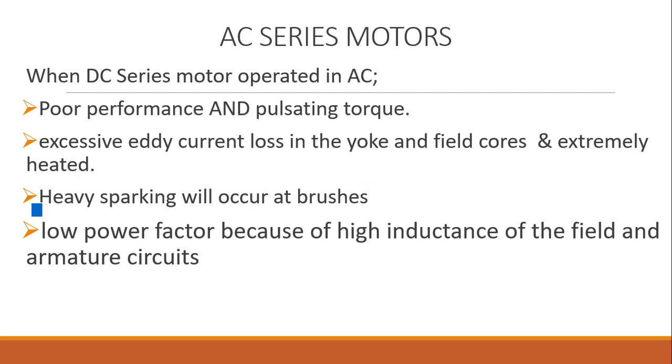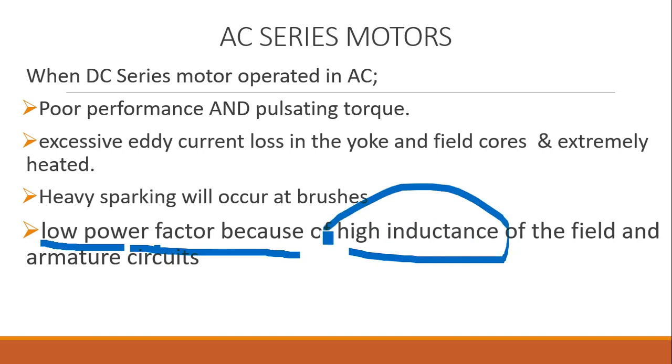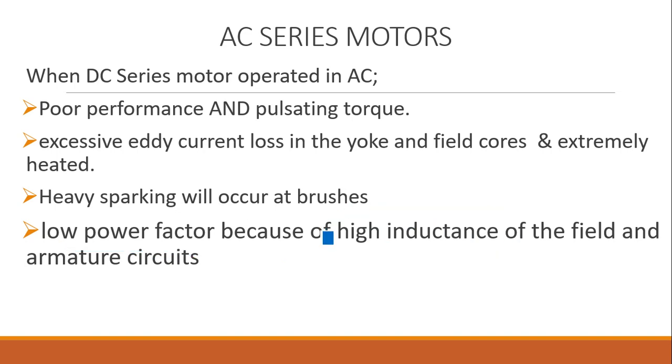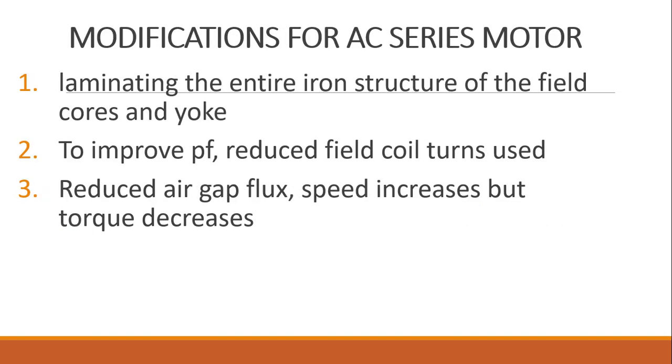If you are using a DC series motor with AC supply, we know that the power factor is not an issue for a DC motor, but the power factor will be low for a DC motor when AC is given, because it has highly inductive windings. Whenever inductive windings are there, it will have a very low power factor. When the power factor is low, it will take more current.